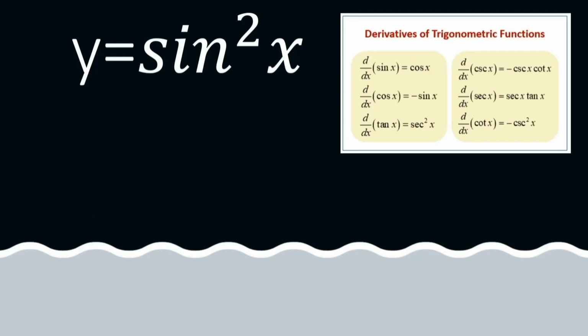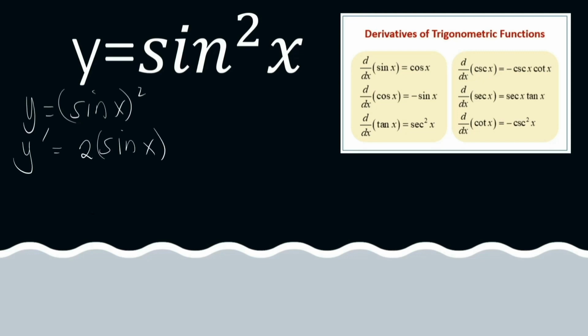So, let's try this one. So, sine squared x or simply y is equal to sine x raised to 2. So, same lang naman yan, diba? So, pwede natin i-apply si power rule. So, that is 2 sine x raised to 2 minus 1 is 1. And then, yung inner function natin, meron siyang derivative, diba? So, sine x is cosine x. So, times cosine x. Okay? So, that is equivalent to y prime is equal to 2 sine x cosine x. So, ito na yun.